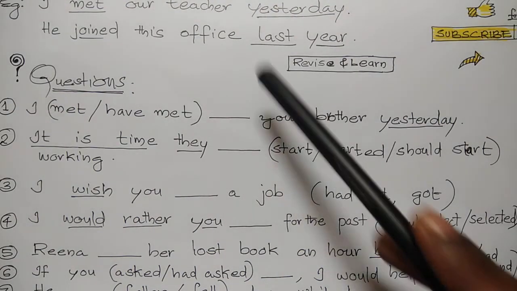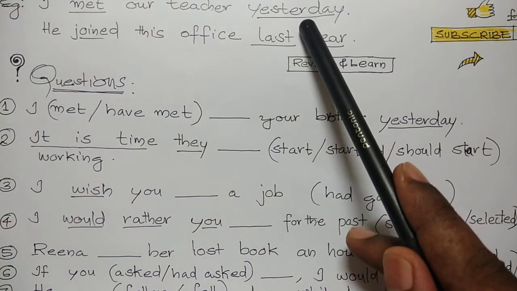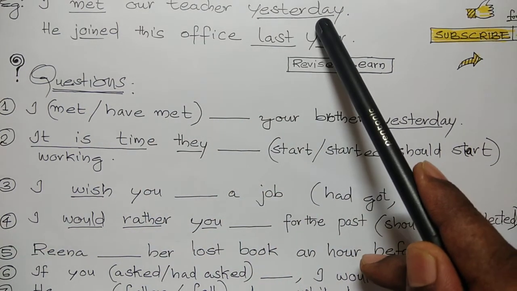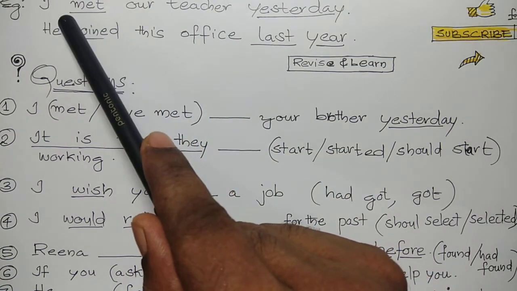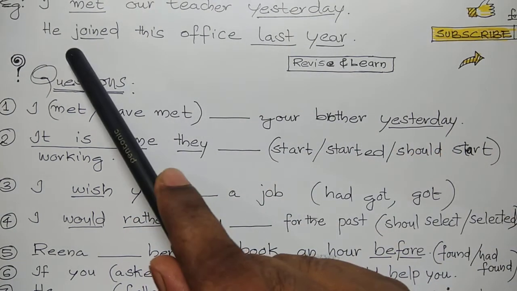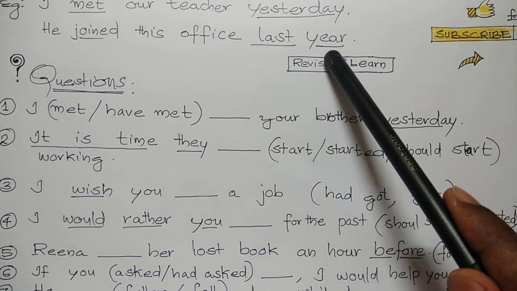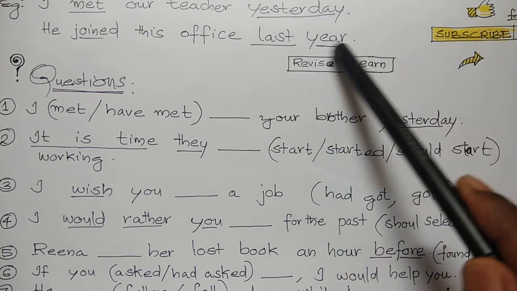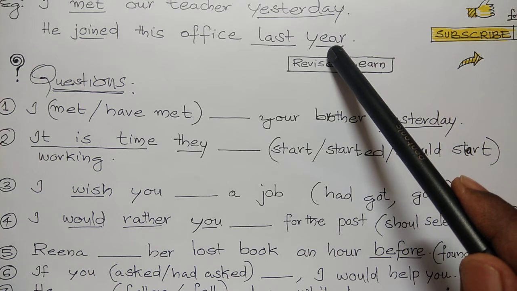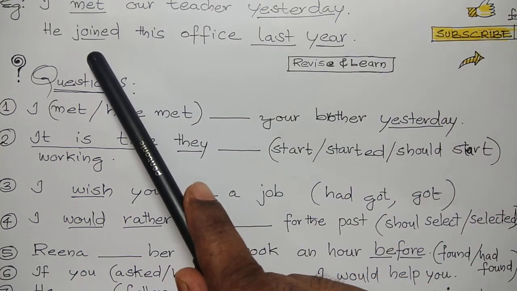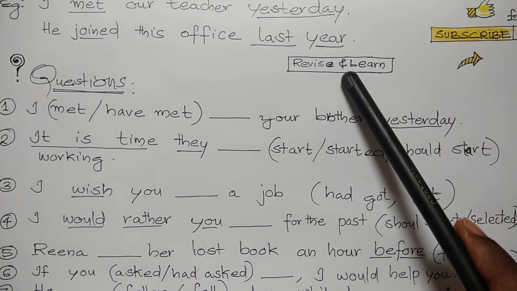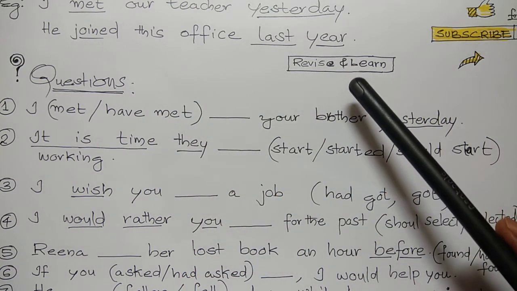See the examples. I met our teacher yesterday. So yesterday, it's a point of time in the past. So we use simple past. I met our teacher yesterday. He joined this office last year. Last year. Another point of time in the past. He joined this office last year. Here also simple past. So revise all the lesson once or twice.